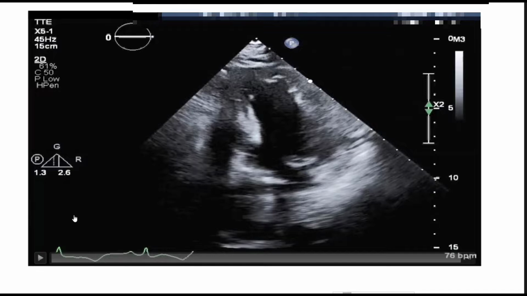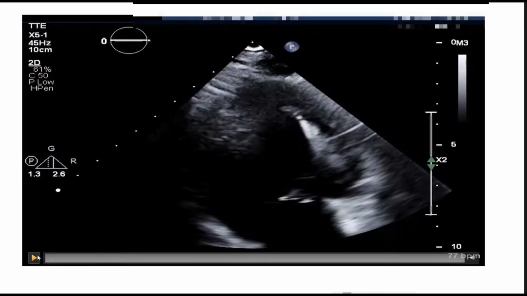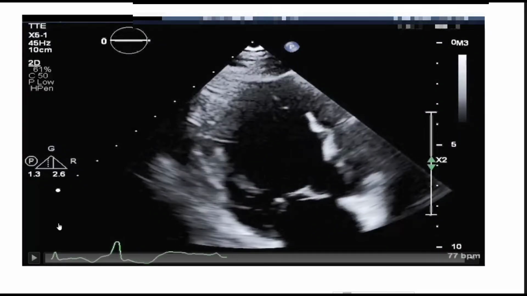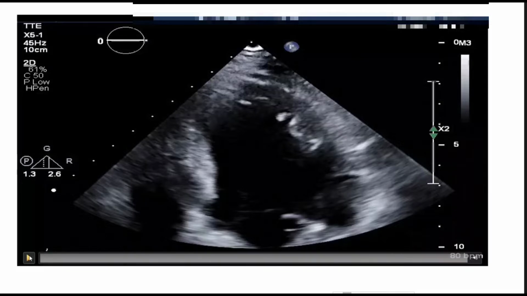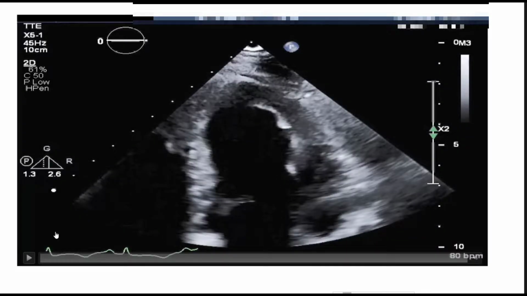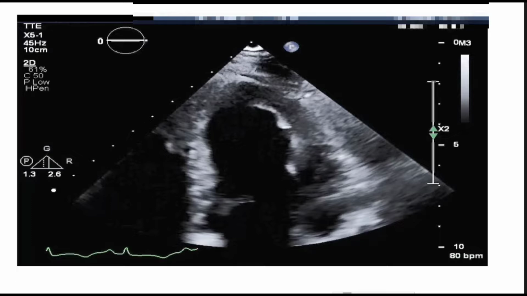So what do we think of the apical wall motion at this point? Does anyone have any comments?